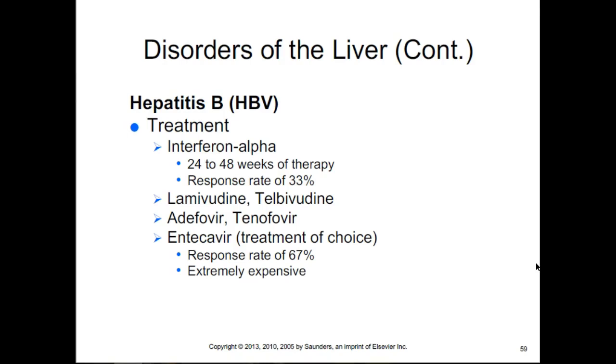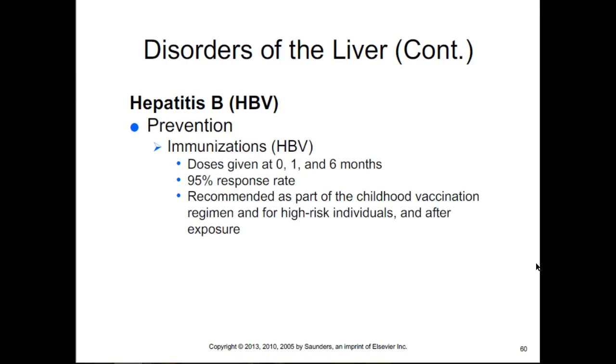So interferon alpha is a treatment, 24 to 48 weeks of therapy. The response rate is 33%. Lamivudine, telbivudine, adefovir, tenofovir, and entecavir are the antivirals of choice, so those 5. Entecavir is the treatment of choice with a response rate of about 67%, but it is extremely expensive.